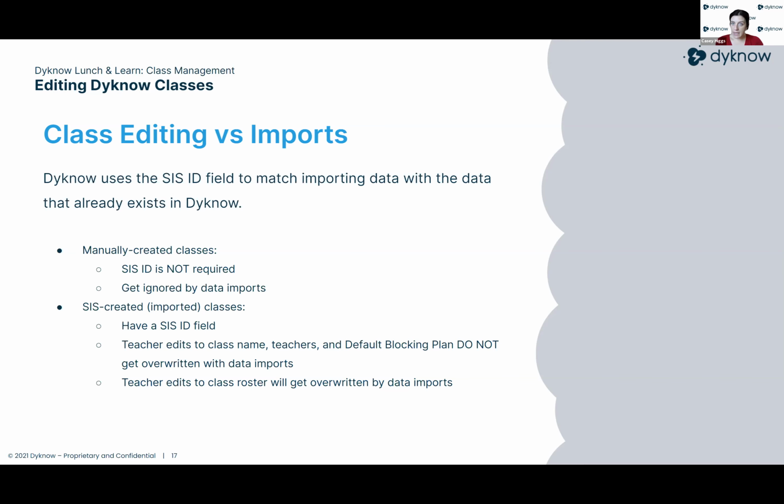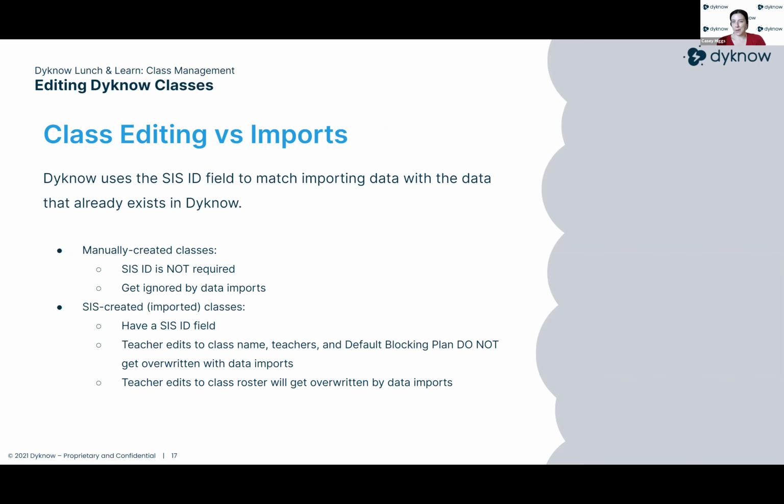So any permanent edits that need to be made to a class roster need to happen through your Dyknow administrator or your student information system manager, because they have to make sure that the edit happened within the data that's getting imported into Dyknow. And why is this? Remember, this is kind of what I was saying when we first started. This is really about the way that Dyknow prioritizes that student information system data.